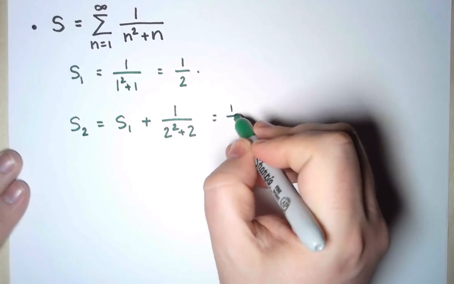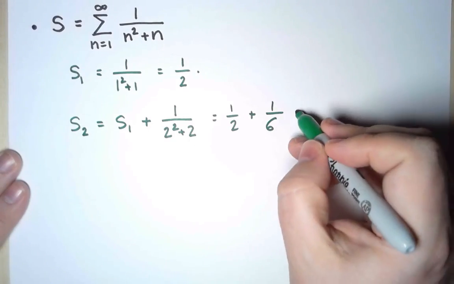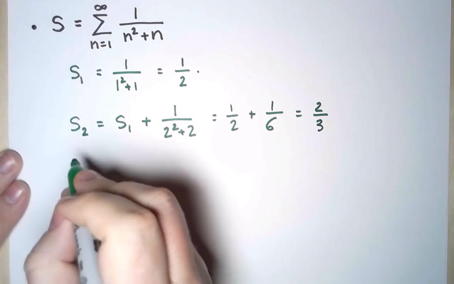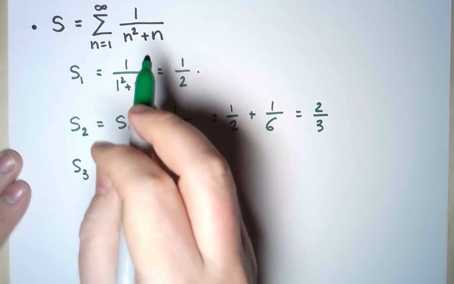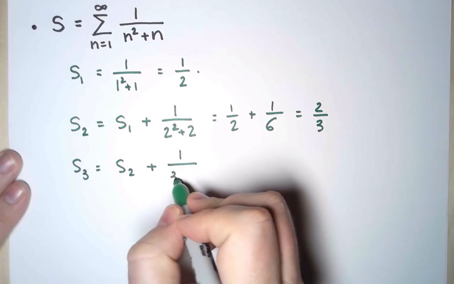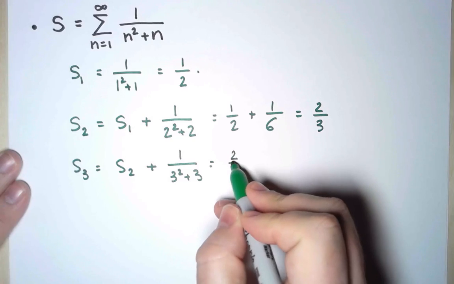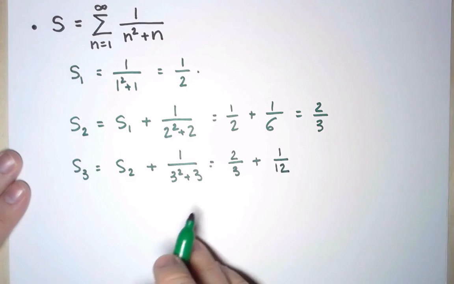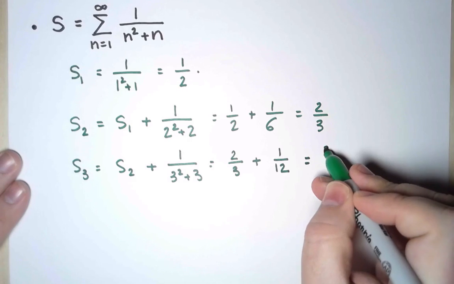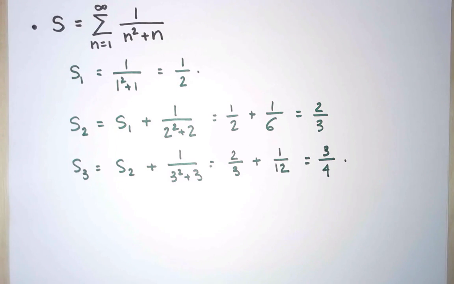And this is 1/2 plus 1/6, and this comes up to be 2/3. The third partial sum is the second partial sum plus the third term when n equals 3. That is 1 over 3 squared plus 3. So that is 2/3 plus 1/12. And this simplifies to 3/4. And I'm going to stop here because I think I already see a pattern.